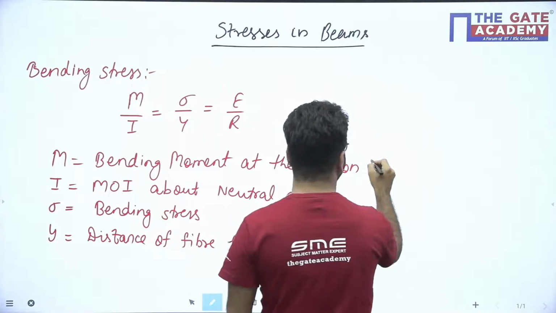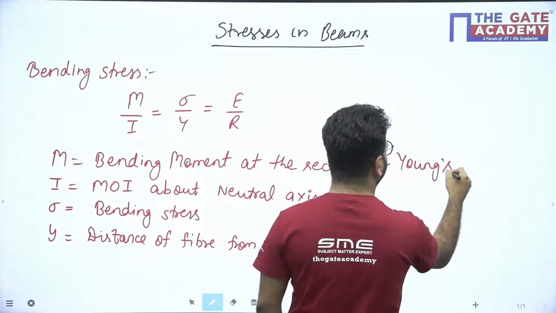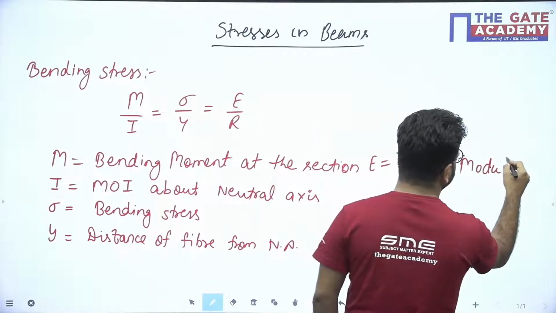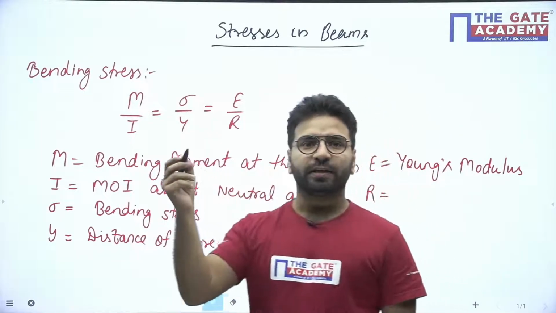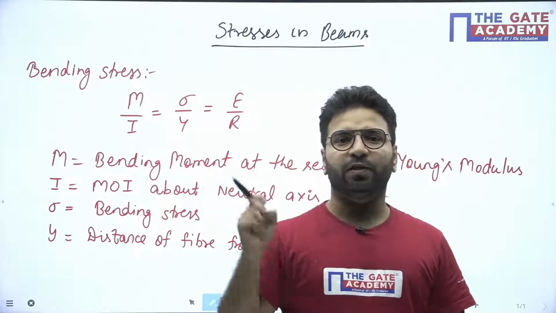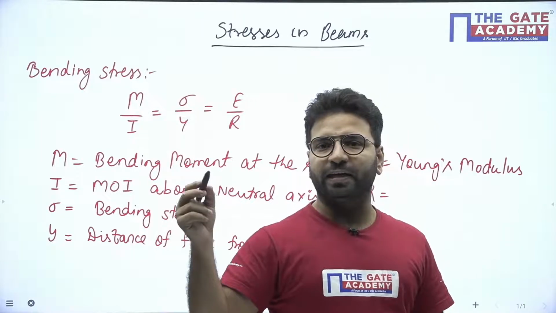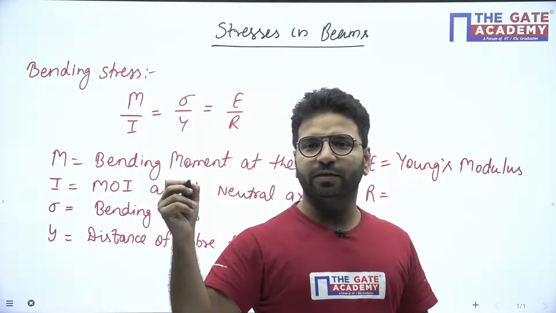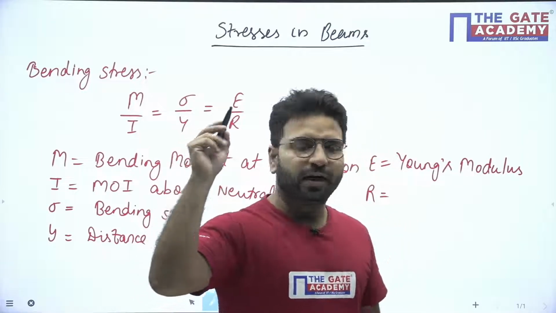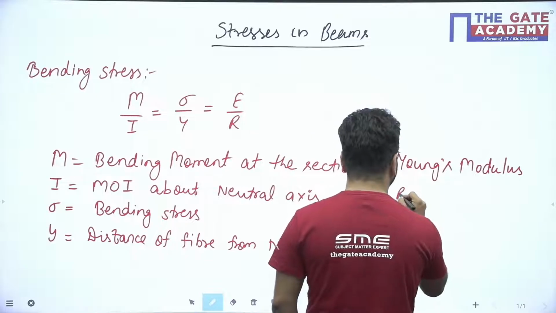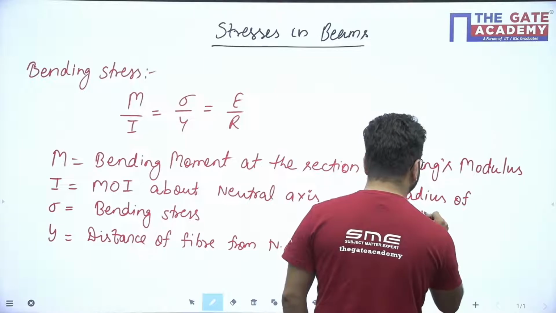E is our Young's modulus or modulus of elasticity, and R is our, does anyone know what R is here? R is our radius of curvature.